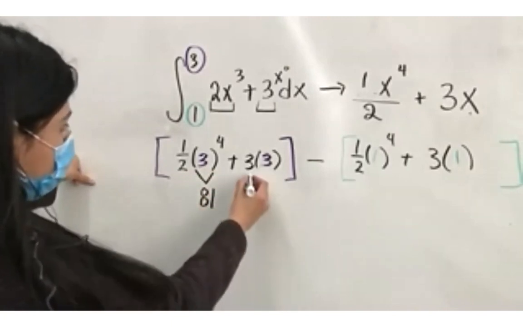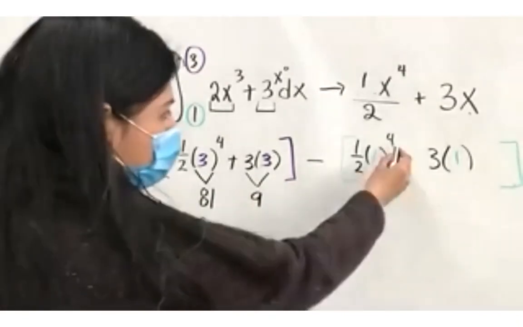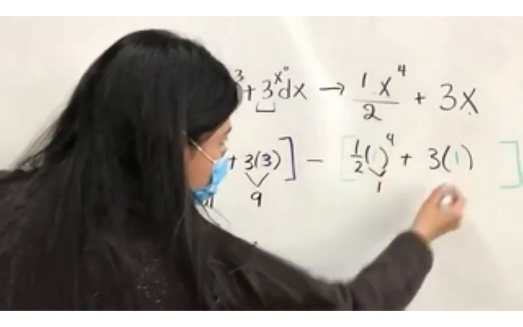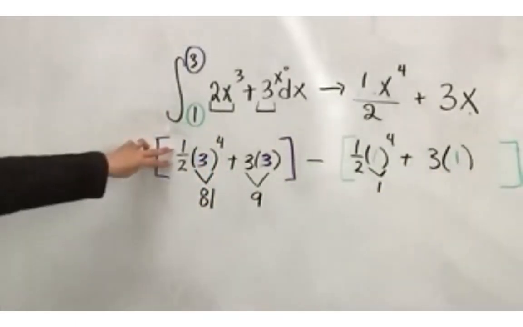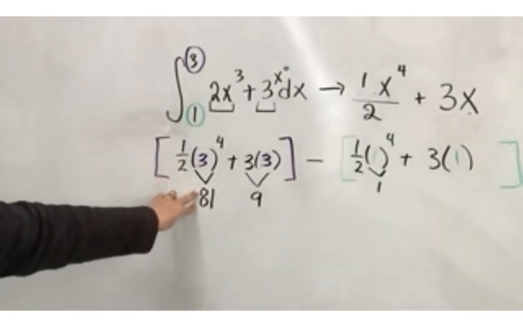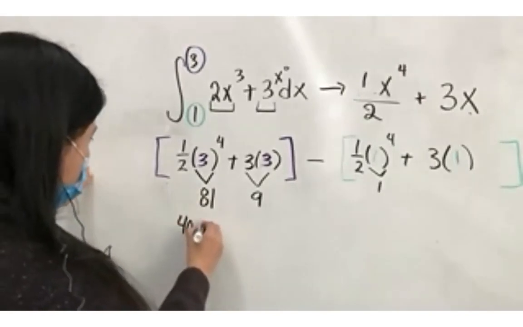Great. This, I know it's 9. 1 to the 4th, that's just 1. And then 3 times 1. Let's go ahead and simplify all this mess. 1/2 of 81. What is 1/2 of 81? I know that's going to be like a decimal. Or 81 divided by 2. 40.5. Thank you so much.